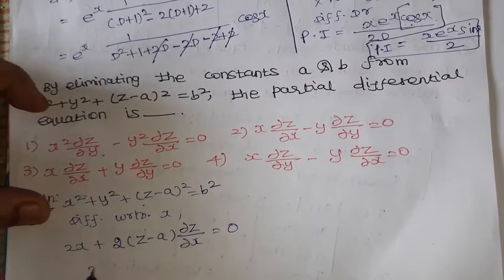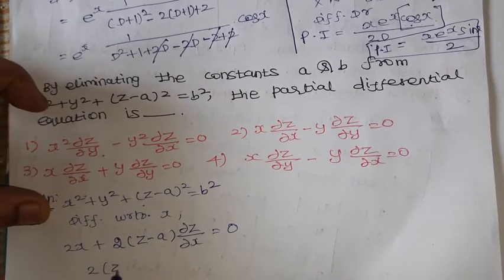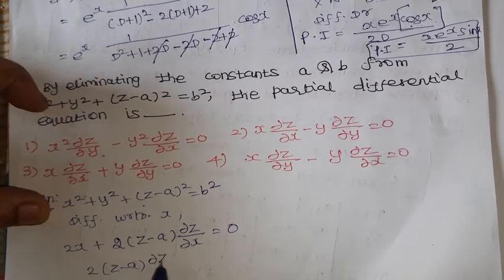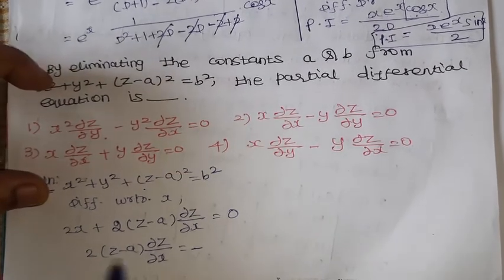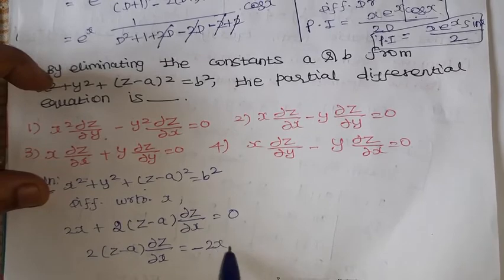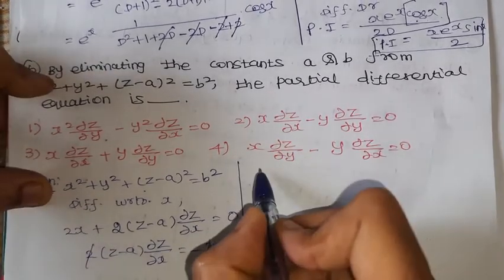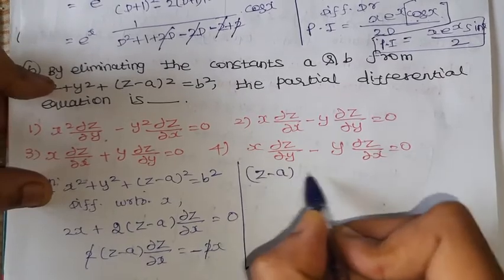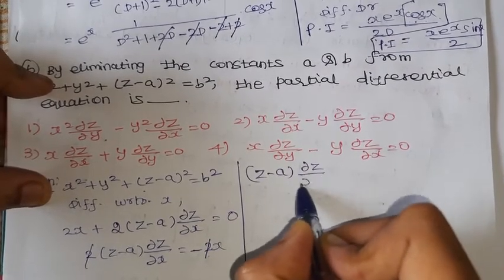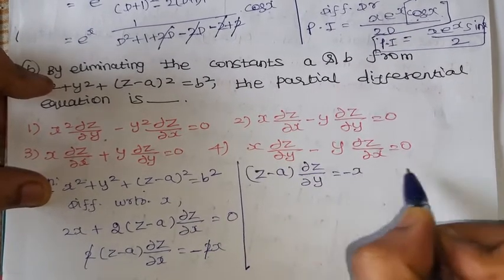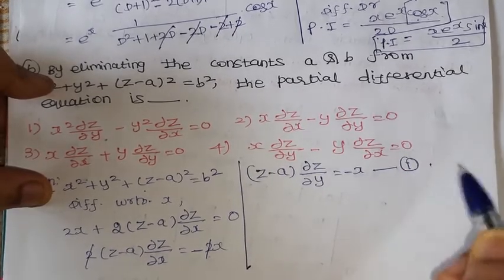So 2 into (z minus a) into dou z by dou x is equal to minus, taking this term to the right hand side, minus 2x. This will get cancelled. What we will get? (z minus a) into dou z by dou x equal to minus x. Let this be equation number 1.